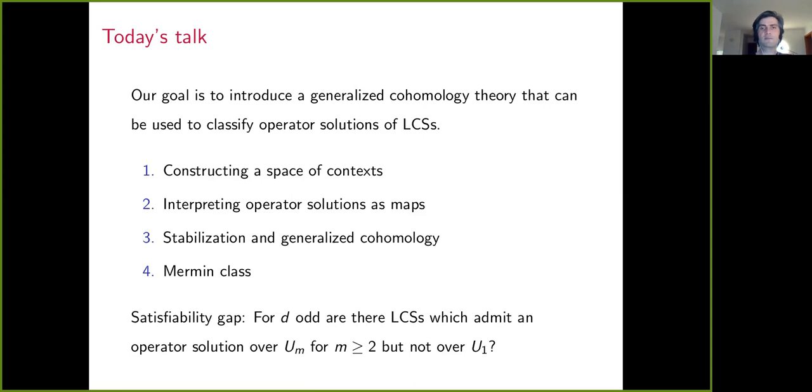This question is a motivating question for these classifications, because at the end I will tell you how to classify them, and how to compute these equivalence classes. But the question of whether these equivalence classes, which correspond to general classes in the generalized cohomology theory, come from actual linear constraint systems is an open question.